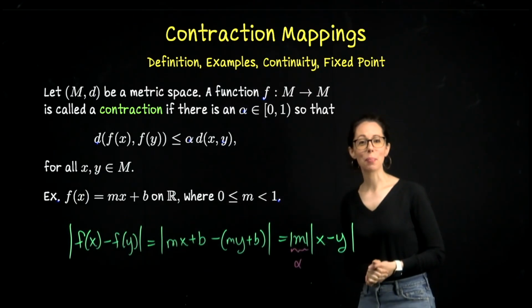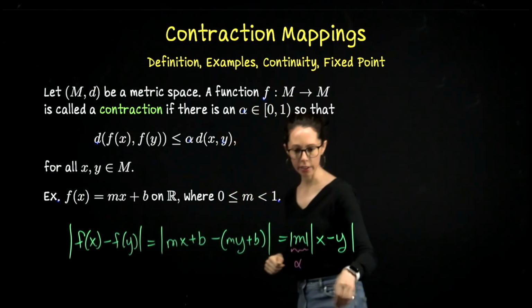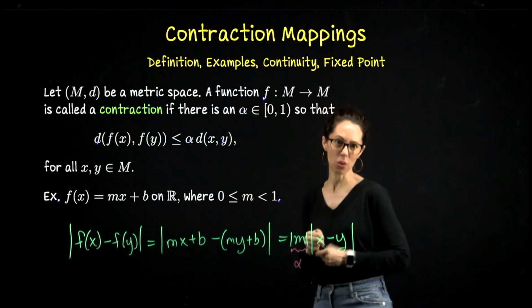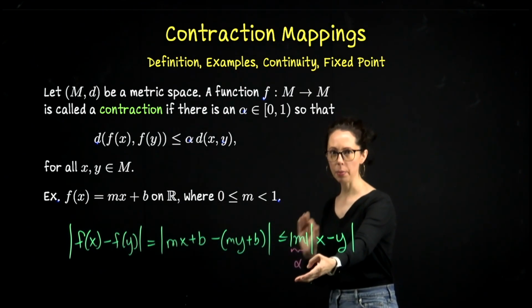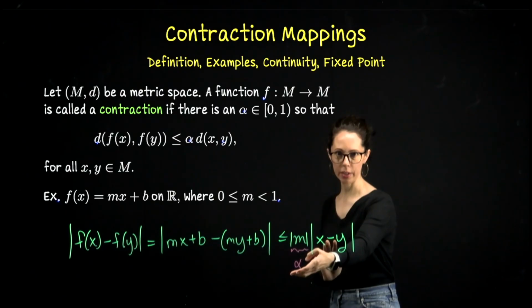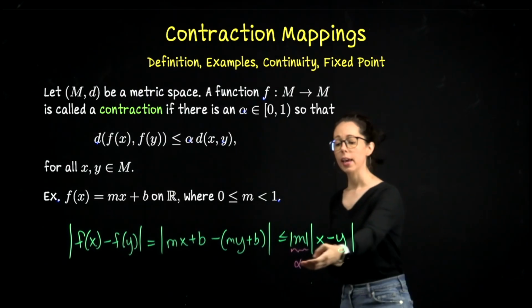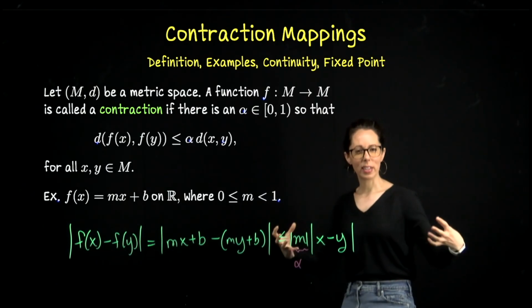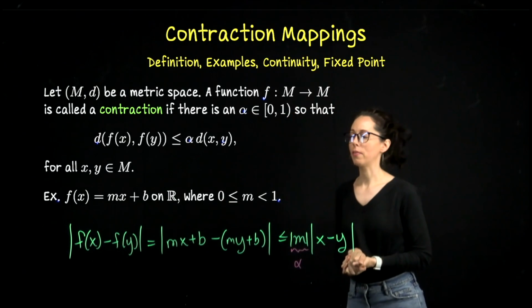Okay, so here's an example of a contraction. The distance between outputs is less than or equal to, here it's equal, but you could make it less than or equal to if you wanted to, some fixed number alpha. So here this doesn't change for different inputs. It's fixed for the entire function, times the original distance between the inputs, and alpha being between 0 and 1 is a contraction. So we're kind of shrinking distances closer to each other as we evaluate this function.